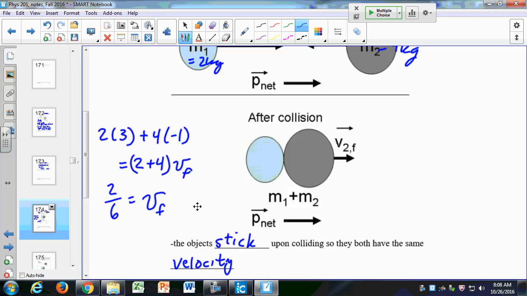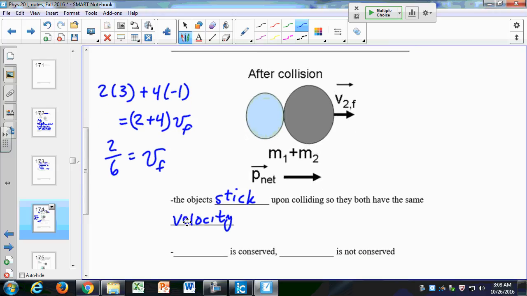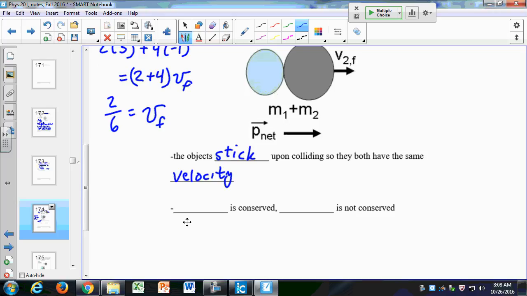All right? So don't be thrown off if you get a perfectly inelastic collision. It works exactly the same. In fact, it works out a little easier than some of the others because you don't have to deal with that V1F, V2F, you only have one VF in the end. In these, momentum is conserved, energy is not conserved.